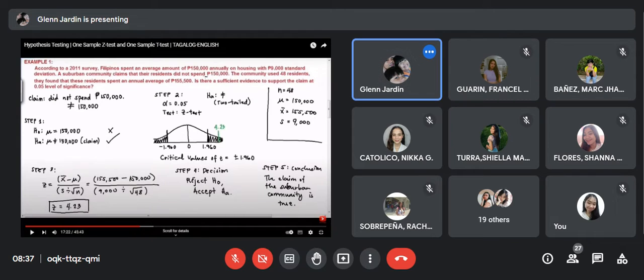So dito sa bandang huli, the community used 48 respondents. They found that these residents spent an annual average of 155,000. So, average na 155,000. So, that will be the mean. Okay? Kapag sinabi na not equal to 150,000 ang claim, so that will be our alternative hypothesis, ano?